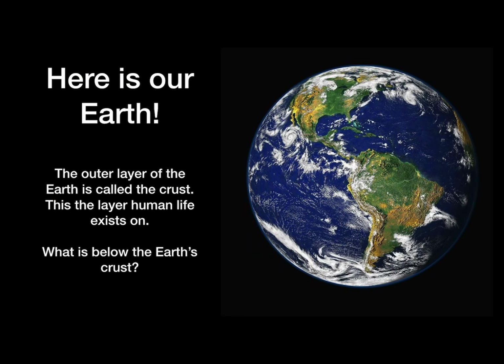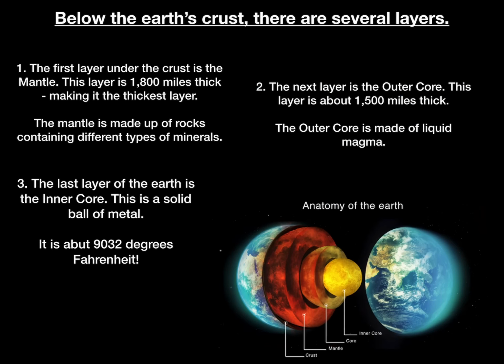The outer layer of the Earth is called the crust. This is the layer that human life exists on. This is where our oceans are, trees are. Anything that we see when we look out of our window is on top of the Earth's crust, and that is kind of the outer covering. But what is inside of the Earth? What is below the Earth's crust is what we're going to talk about.